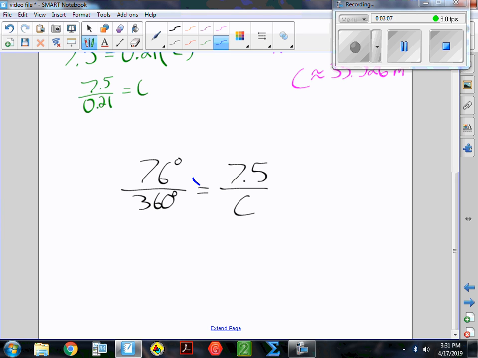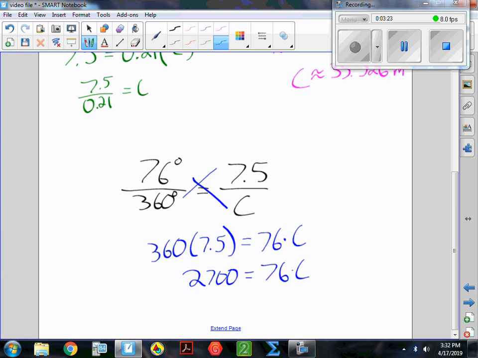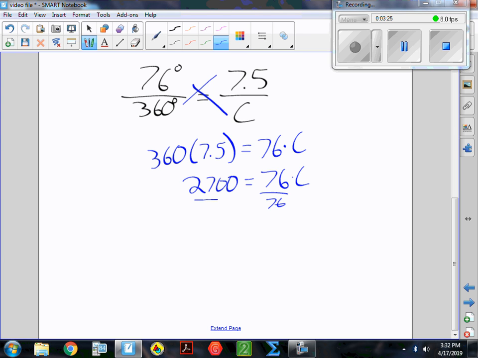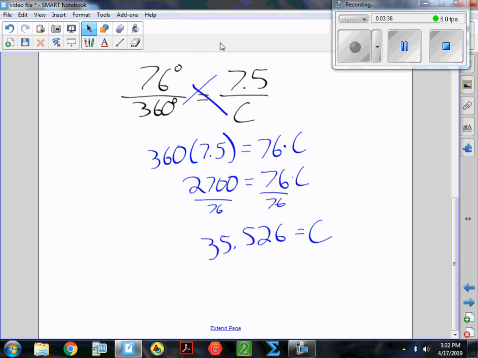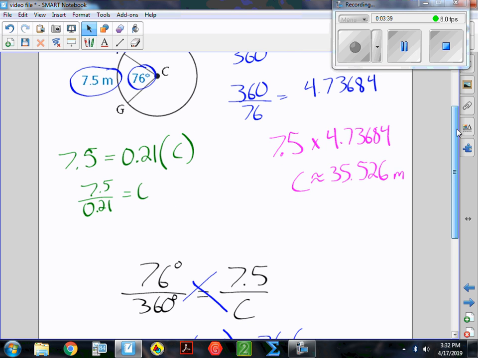So I can cross multiply 360 times 7.5 equals 76 times the circumference. So 360 times 7.5 is 2,700. 2,700 equals 76 times c, so I'm going to divide by 76. 2,700 divided by 76 is 35.526. So that's my circumference. So a few different ways show the same circumference, 35.526.